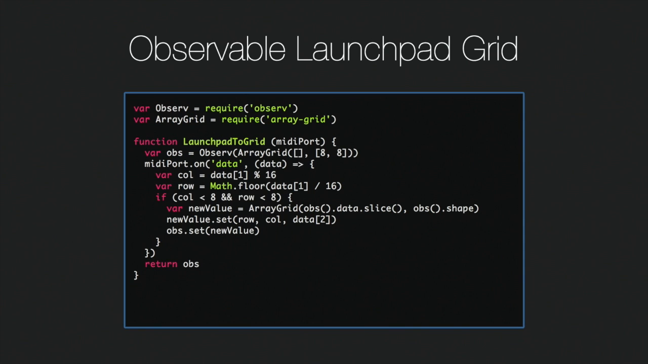It gives us an observable grid. So every single time I play something over here, it's actually returning a whole new immutable object that represents the state of the entire launch pad at that exact moment.